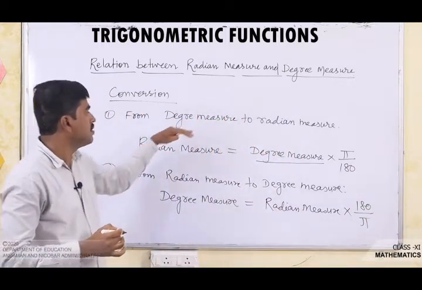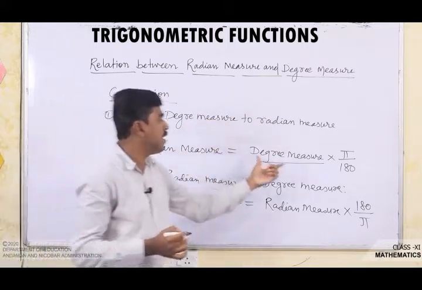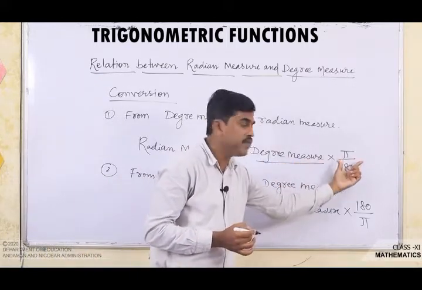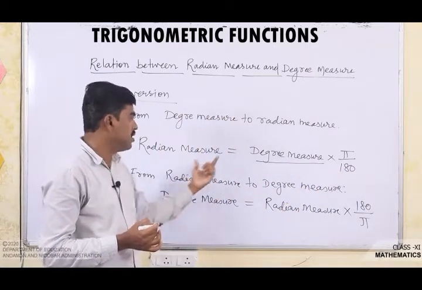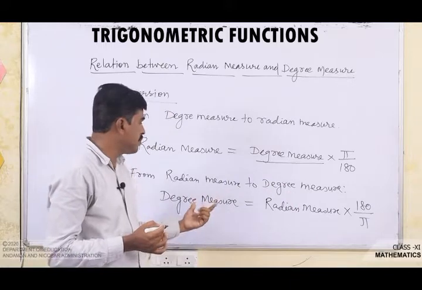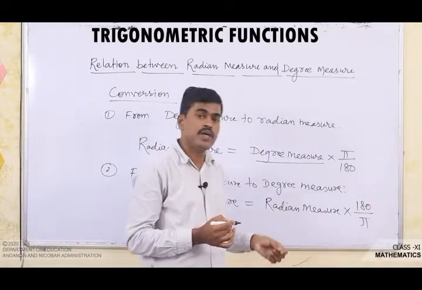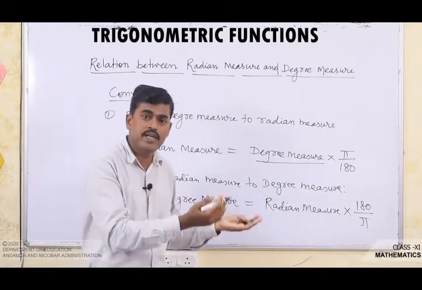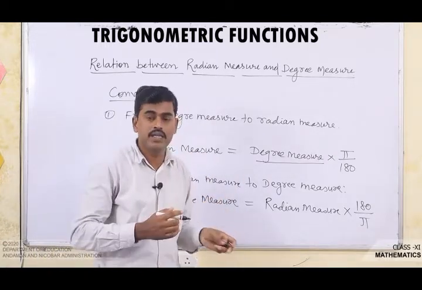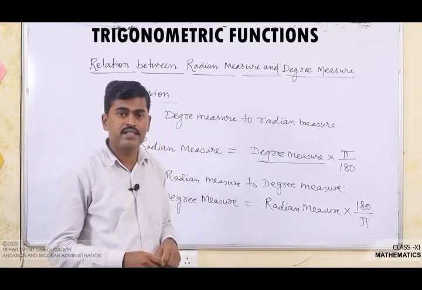So to convert degree measure to radian measure, we have to multiply degree measure with pi by 180, and to convert radian measure to degree measure, we have to multiply this radian measure with 180 by pi. So you have to remember this one, how to convert from degree to radian and from radian to degree. Now let's talk about some conversions. We will take some examples.